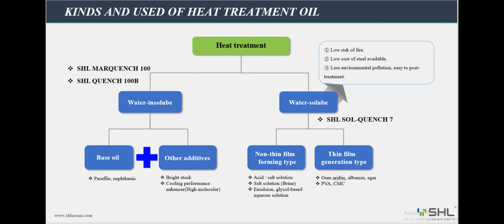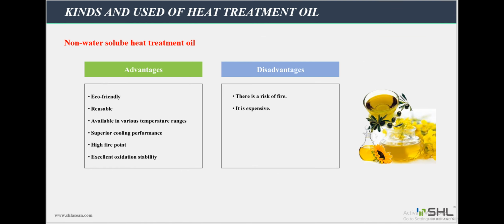SHL's water-insoluble heat treatment oils are typically 2 types, Quench 100B and Markin CH100. This type includes base oils and additives. Typical SHL's water-based heat treatment oil is Sol Quench 7. Regarding the advantages and disadvantages of these 2 oils. The advantages of water-insoluble oil are eco-friendly, reusable, superior cooling performance, high fire point and excellent oxidation stability. About the disadvantages of water-insoluble oil, the cost is more expensive and the risk of fire and explosion is higher.